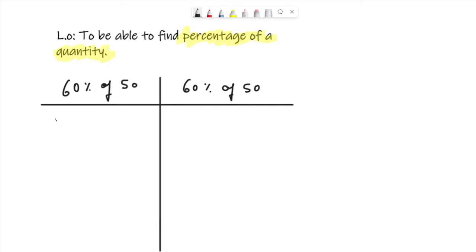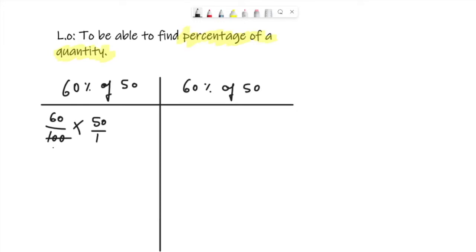60% of 50. First of all, 60% will be written as a fraction, and it will be 60 over 100, because percentages are always out of 100. Of stands for multiplication, 50. If I bring 1 below 50, it will still be the same thing. Now it looks like a problem of multiplication of fractions, where we can easily simplify and figure out the answer in the end. Let's simplify.